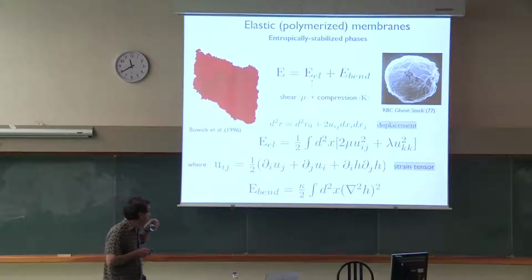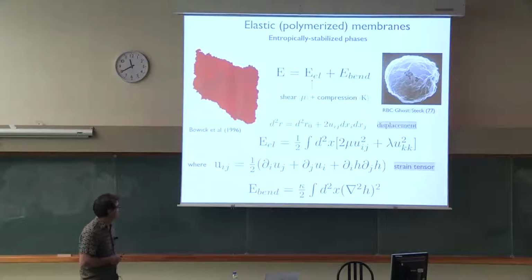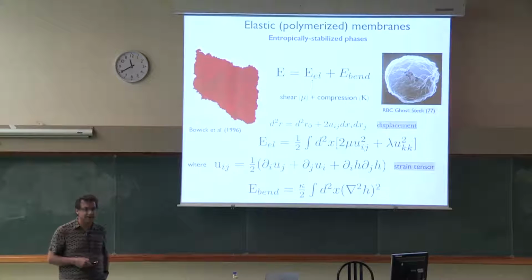It's made of proteins. The spectrin cytoskeleton, if you look at it closely, has 70,000 triangular plaquettes that sit on the inner side to scaffold the lipid membrane of red blood cells. So this is the elastic Hamiltonian. It's simply 2D elasticity. You can read about it in chapter 1 of Landau and Lifshitz.